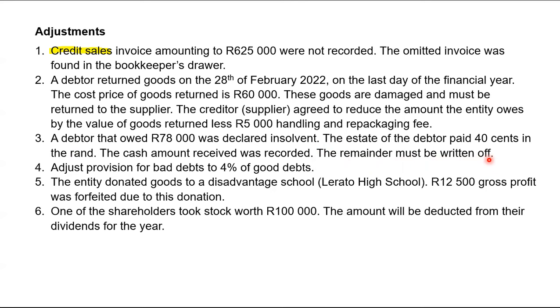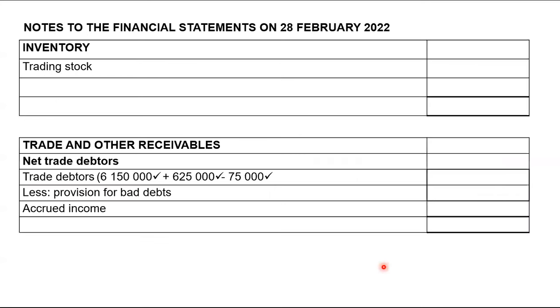Now that's tricky. In 1 rand, 40 cents was received, meaning that in 1 rand we did not receive the 60 cents. Do you see where the problem comes in now? The 60 cents must be the one that we write off as bad debts. I'm going to start in my trade debtors. I'm going to take that 78,000 multiplied by 60 cents, which is my bad debts. That means my trade debtors must decrease by 46,800 because I will never get it back.